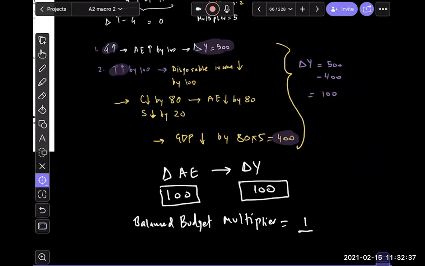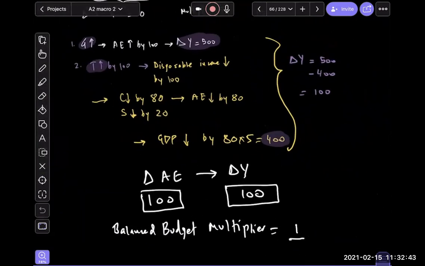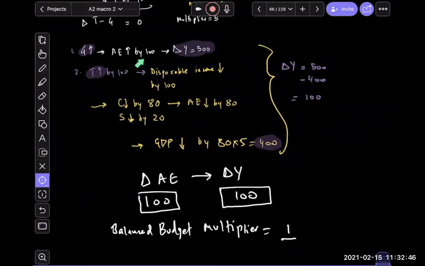Make sense, guys? So the theory says this: if you're increasing government expenditure and taxes at the same time, the ultimate effect will not be zero, it will in fact be equal to the amount of G. So if G goes up by 100, your ultimate income will also go up by 100. Make sense? Making the balanced budget multiplier equal to 1. Okay. Any questions, guys? The math of it is not really tested much, but sometimes an MCQ may come about the balanced budget multiplier. Just remember that the balanced budget multiplier is equal to 1. Make sense? Are we good to move on?